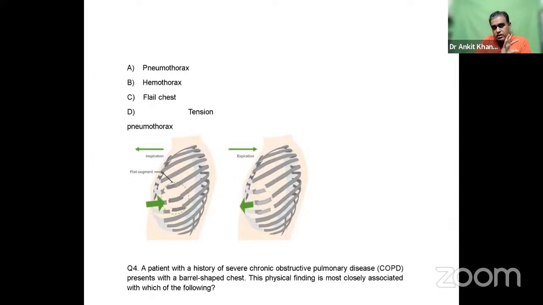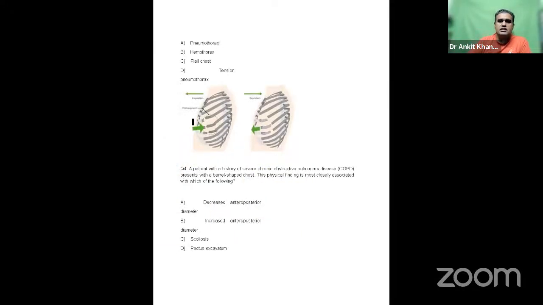Now, that air will be pushing the lungs. So with each cycle of respiration, there will be more problem in breathing. But here, paradoxical movement answer is undoubtedly our option number C, that is the flail chest over here. Okay. Let us see the next question.